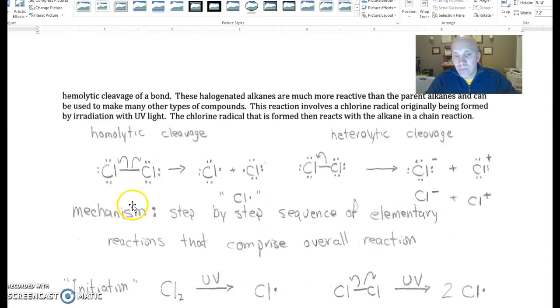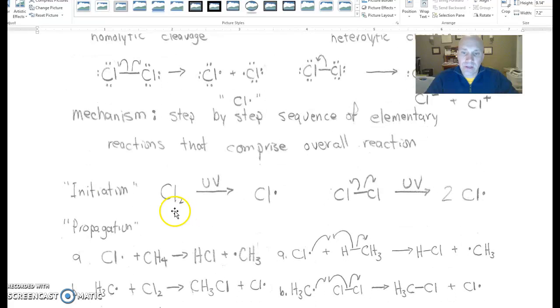This is the first reaction where we're going to talk about a mechanism. A mechanism is a step-by-step sequence of elementary reactions that comprise an overall reaction. If you remember back to kinetics, we talked about elementary reactions versus overall reactions.